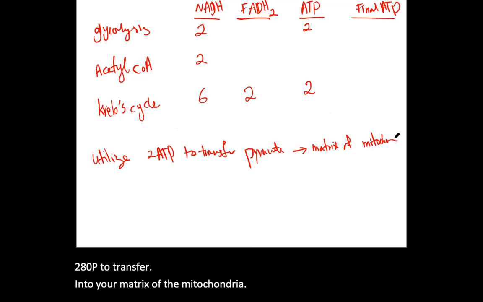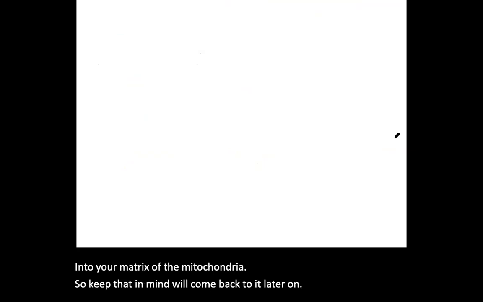So keep that in mind. We'll come back to it later on. Now, everything we have done so far in terms of production of the NADH and FADH2s are in preparation of utilizing those in the electron transport chain to produce ATP.